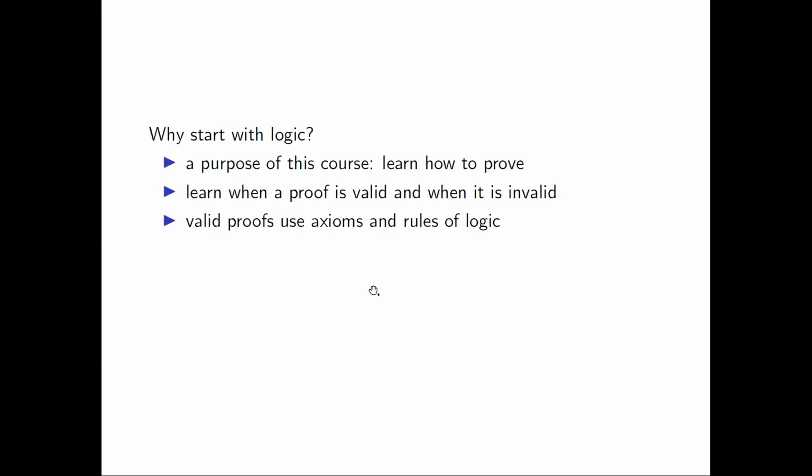The way we're going to do that is we're going to see what a valid proof is and how valid proofs are formed. When you write a valid proof, you can use axioms and you can use rules of logic, which can sometimes be called rules of deduction. So we're going to learn those rules, and we're going to start with logic in this course. That will allow us to write proofs about other topics outside of logic.